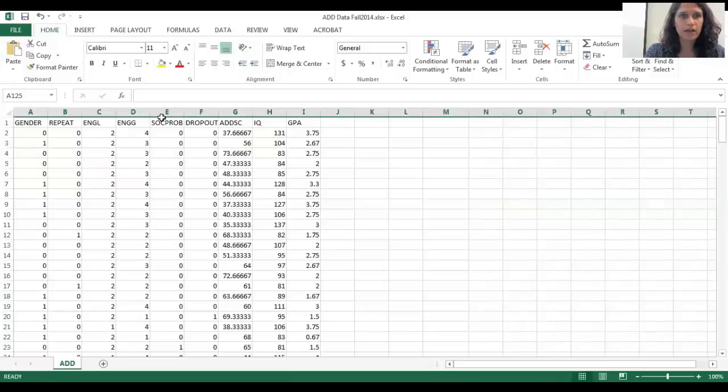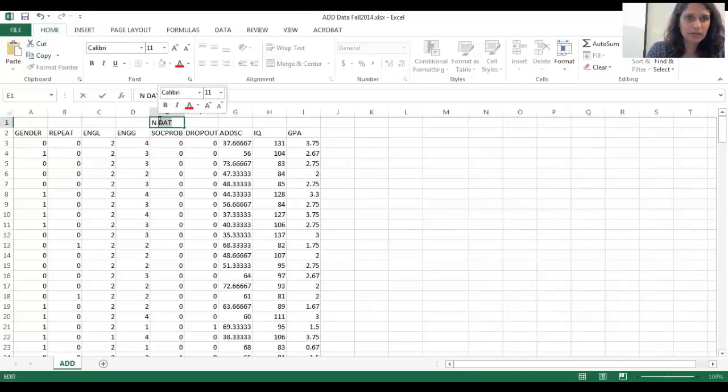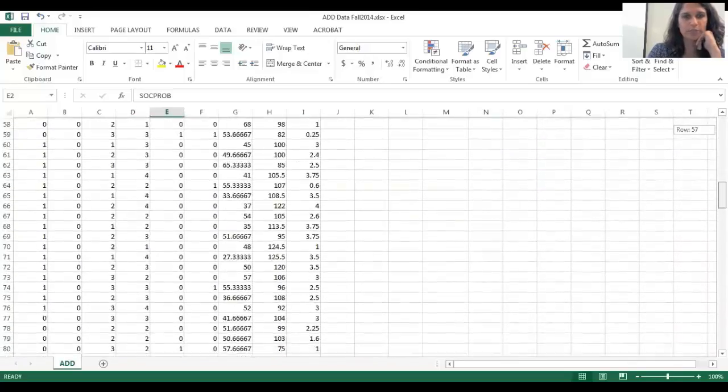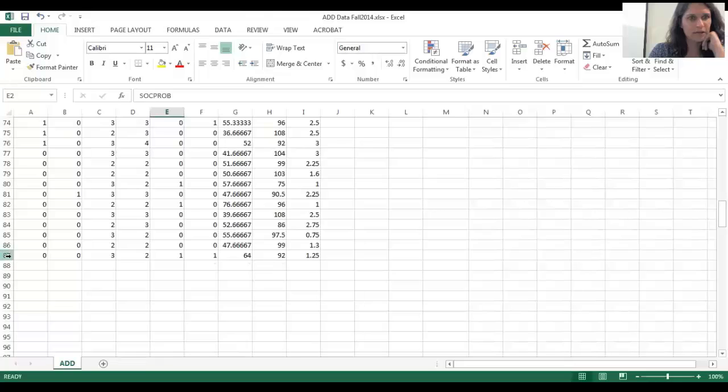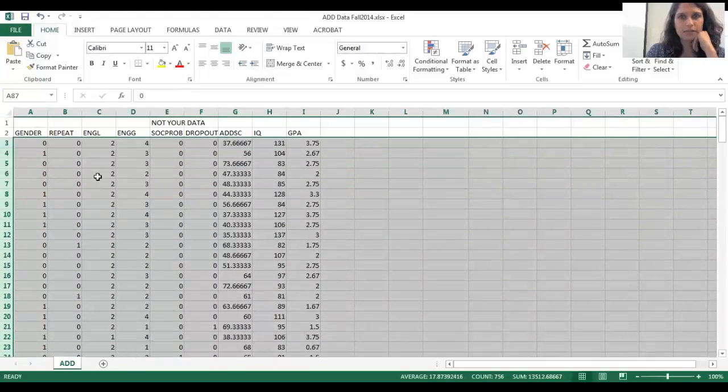First of all, I want everybody to know that this is not your data. It's not your data. These are not the true numbers that you can use. You have about 200 data points, and here we have about 85 or so subjects.